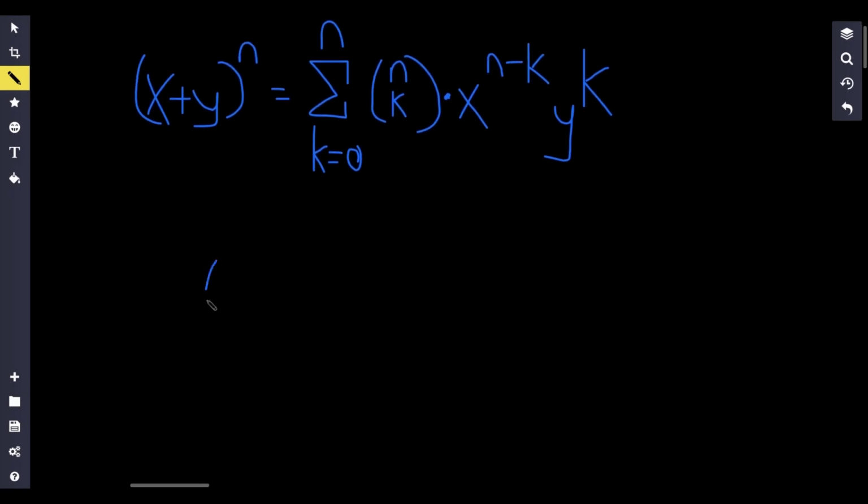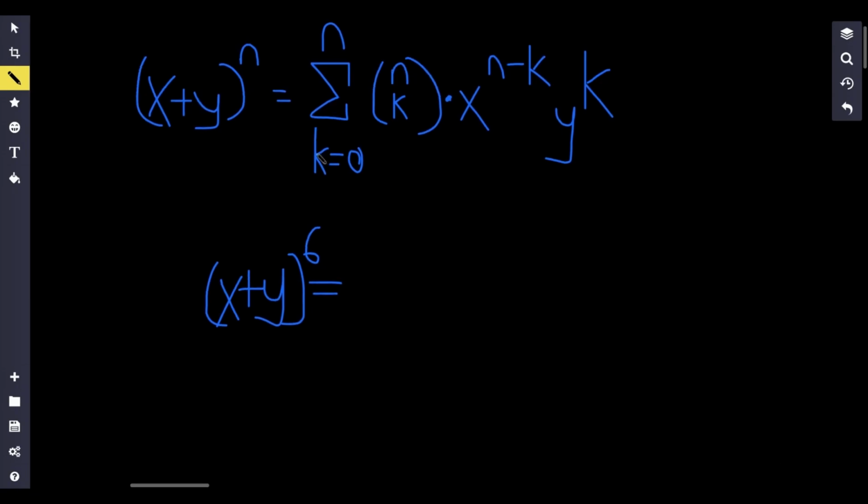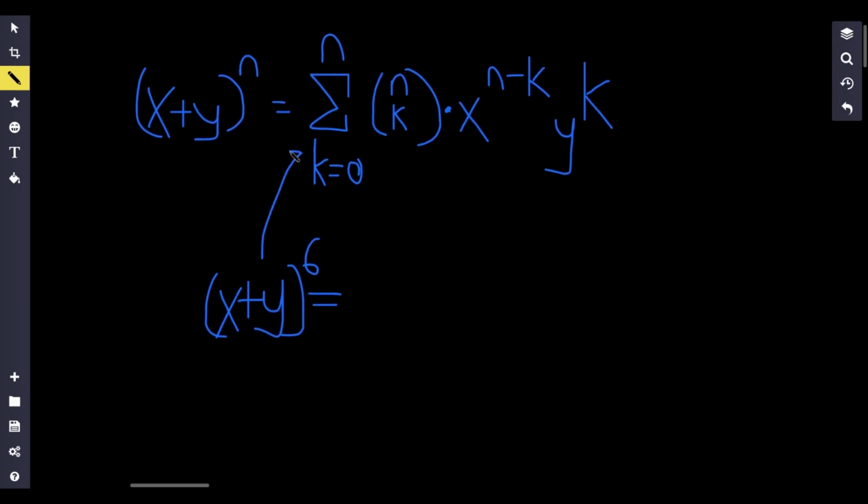Now, if you're trying to do something like (x + y)^2, that's pretty light, right? You just FOIL everything out. But what if you want to do something like (x + y)^6? I don't want to do all that work. So let's see if I can expand this out using the binomial theorem.